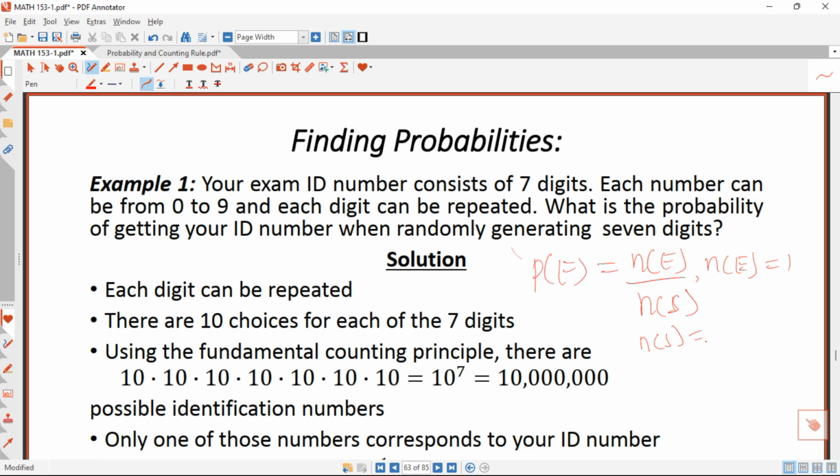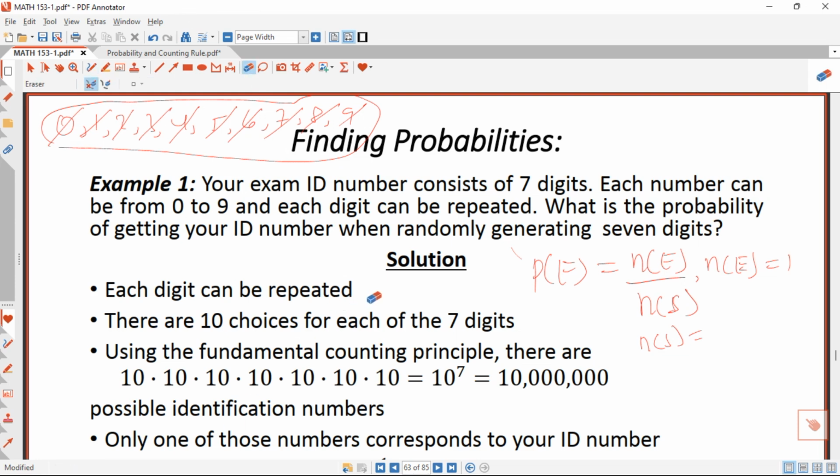in order for us to get our probability. And we know that for the number of sample space, each digit of the ID, which is 7 digits, can range from 0 to 9, right? So we move from 0 to 9, and you are going to get 0, 1, 2, 3, 4, 5, 6, 7, 8, 9, right? When we count it, we have 10 choices: 1, 2, 3, 4, 5, 6, 7, 8, 9, 10.